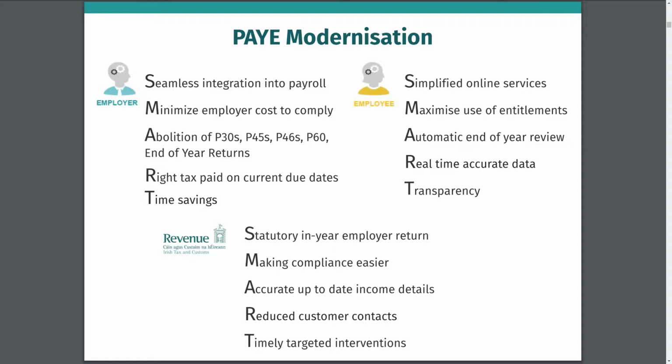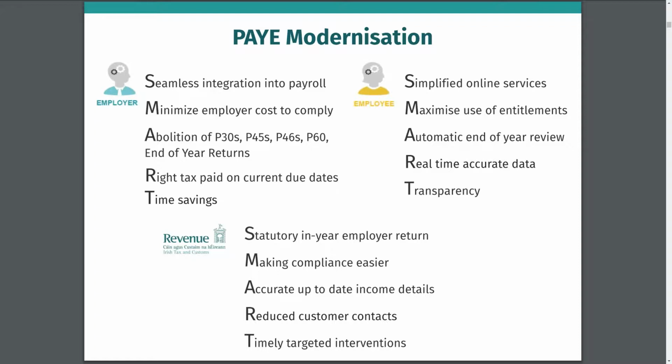It will mean that the right tax is paid, but there's no change to the current payment date. That's still going to be the 23rd of the following month where you're paying and filing online. And ultimately, this should result in time savings for all employers.